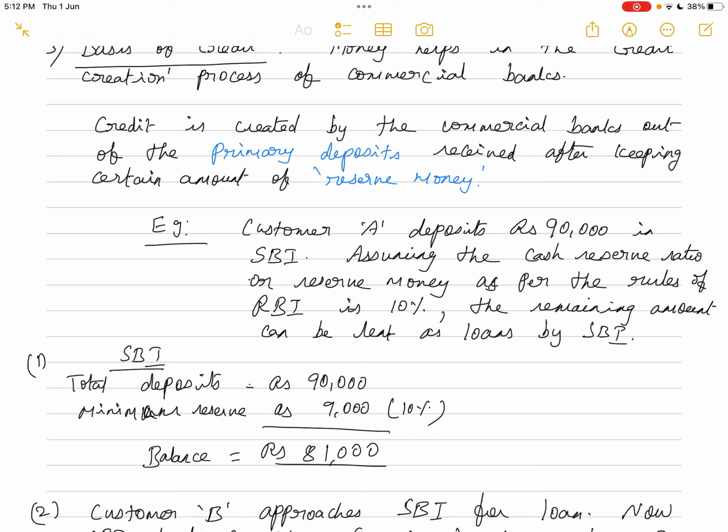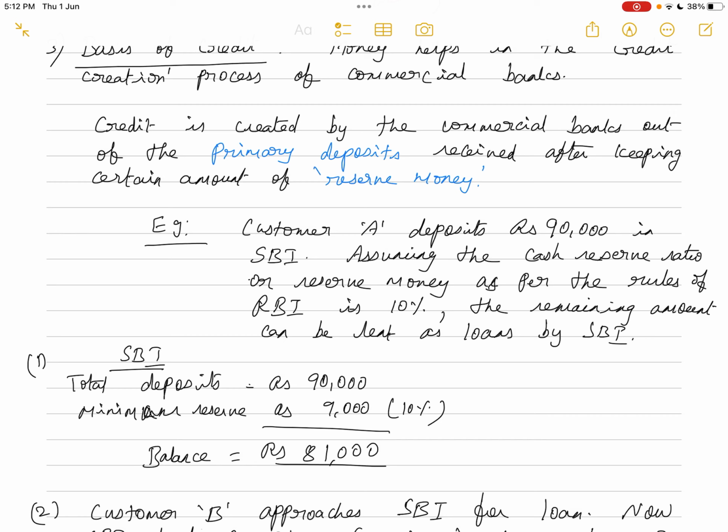I have given you a simple example here. Let us assume customer A deposits rupees 90,000 in SBI. Assuming the cash reserve ratio, or reserve money as per the rules of the RBI, is 10%. This is the cash reserve ratio, one of the credit control methods of the RBI. Assuming the RBI has put a rule that a minimum of 10% should be kept in reserve out of the total deposits received, the remaining 90% the commercial banks can lend in the form of loans.